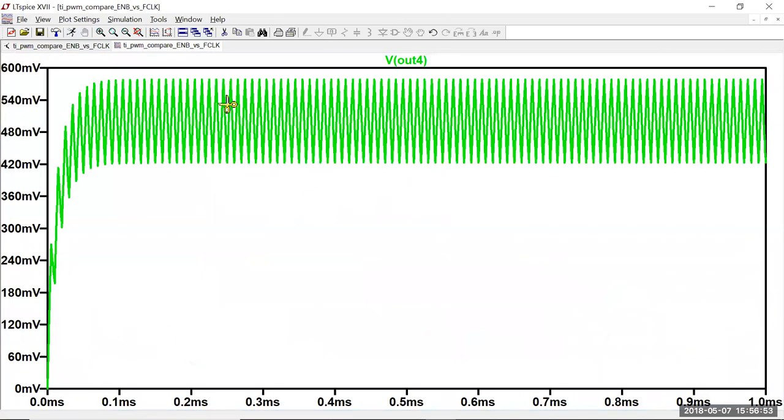Now, the thing is, why is it jagging up and down like that? That's because the clock is going at 100 kilohertz in this simulation. But notice that the average will end up to be half a volt. And this is the ripple you're, in fact, measuring, right?